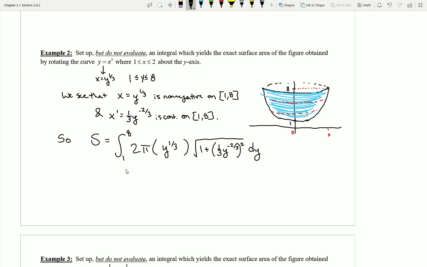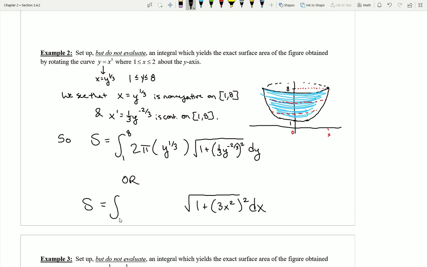Of course, this isn't the only way that I could set this up. I could, if I wanted to, change this over to be a dx integral. That doesn't mean I'm changing the picture, just means I'm changing the way pieces are going to be measured. We can start by changing the arc length piece. That would be 1 plus a new derivative squared, but I'd have to work with my original function up here, y equals x cubed. Notice the derivative of that is 3x squared.